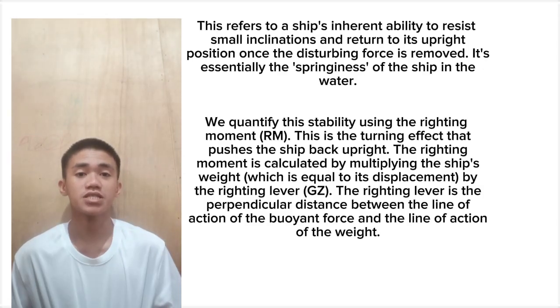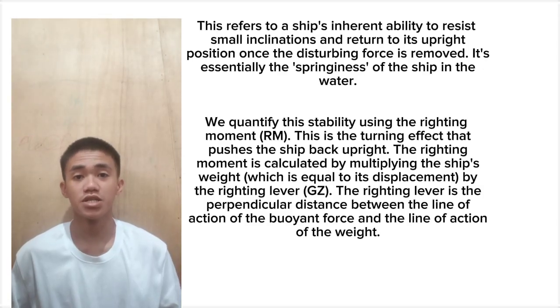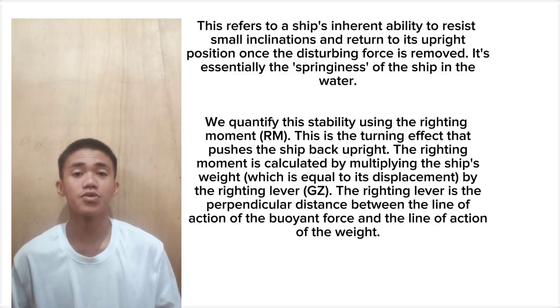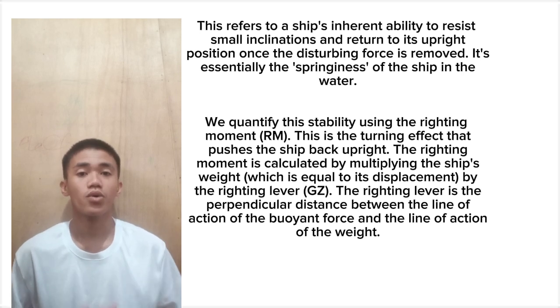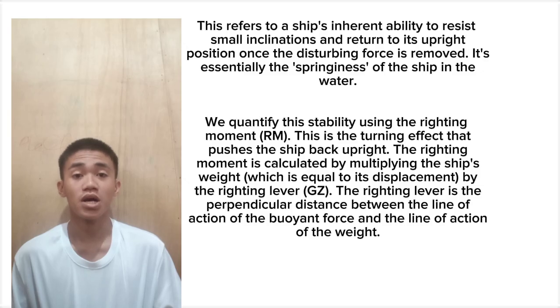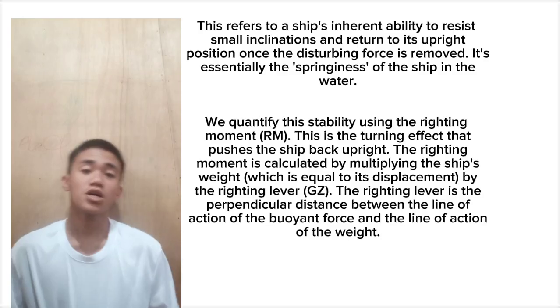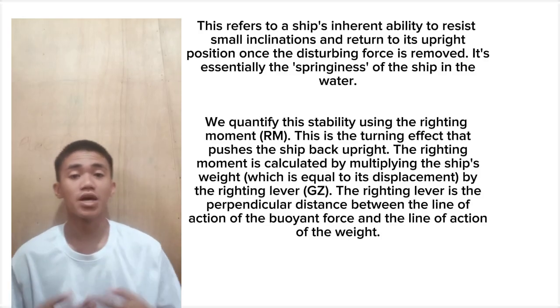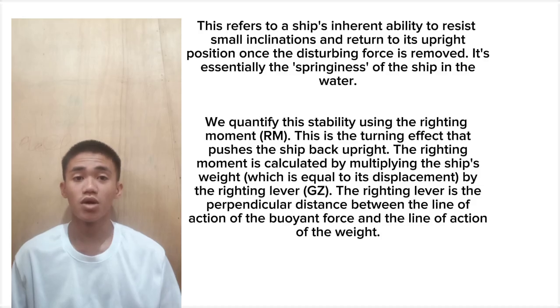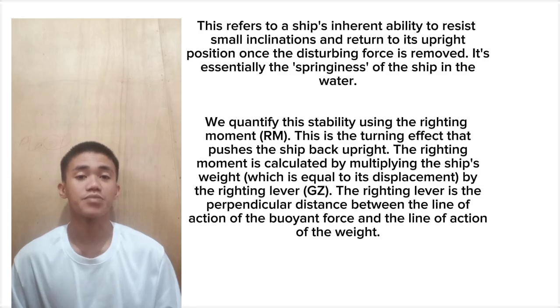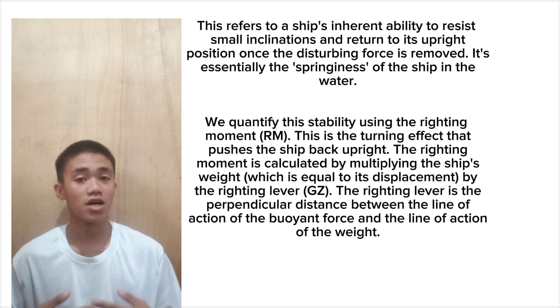Now, let's talk about initial static stability. This refers to a ship's inherent ability to resist small inclinations and return to its upright position once the heeling force is removed. It's essentially the springiness of the ship in the water. We quantify this stability using the righting moment, or RM, the turning effect that pushes the ship back upright. The righting moment is calculated by multiplying the ship's weight, which is equal to its displacement, by the righting lever, or GZ. The righting lever is the perpendicular distance between the line of action of the buoyant force and the line of action of the weight.